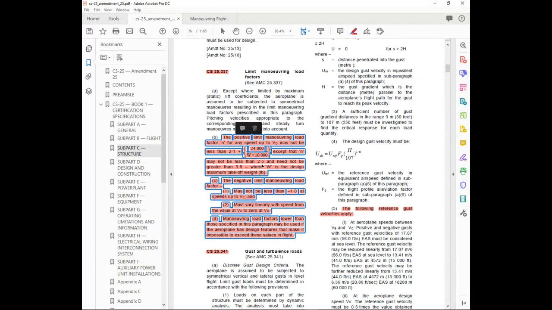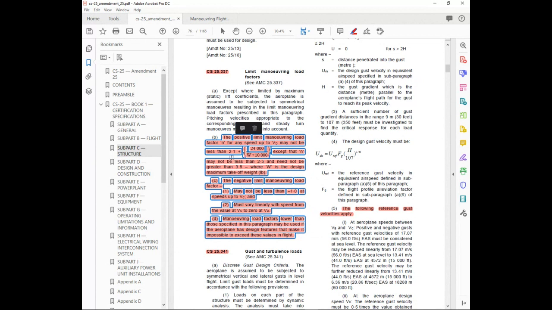Except that n may not be less than 2.5 and need not be greater than 3.8. So the maximum that you could put for your Venn diagram is 3.8, but of course it should not be less than 2.1. So when you design the aircraft, your aircraft should sustain at least 2.1 plus the weight term, following this expression. Now remember, you could draw this for your aircraft design later on, but we're not talking about aircraft design here.